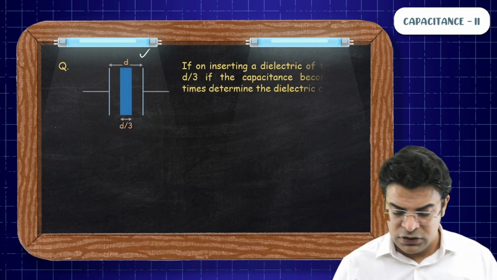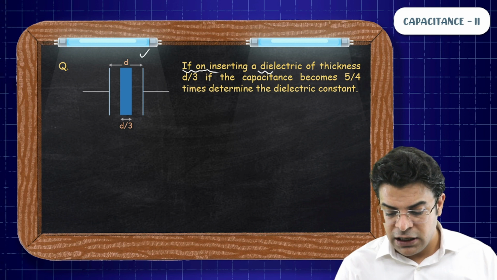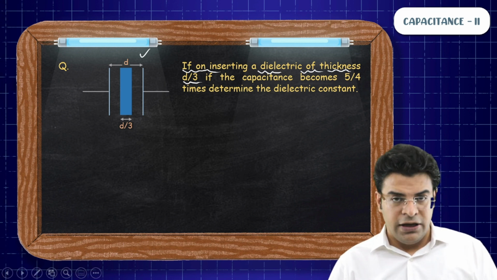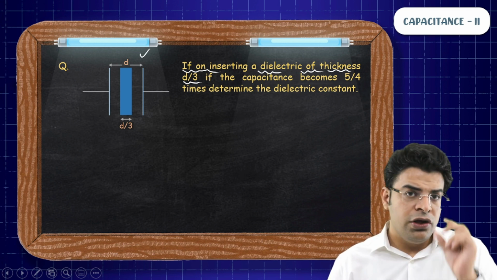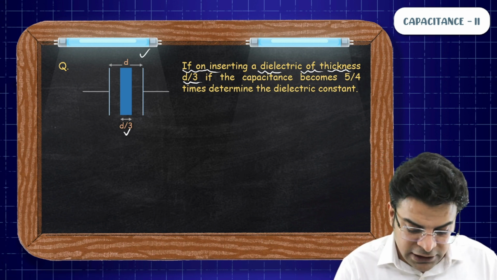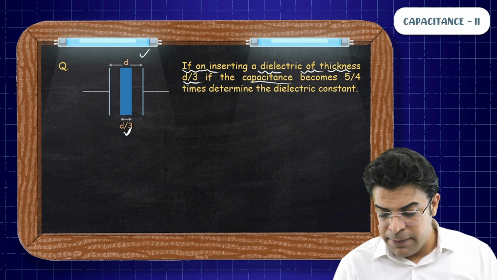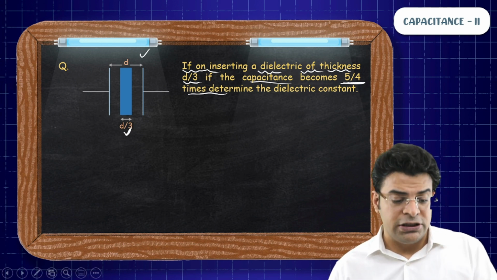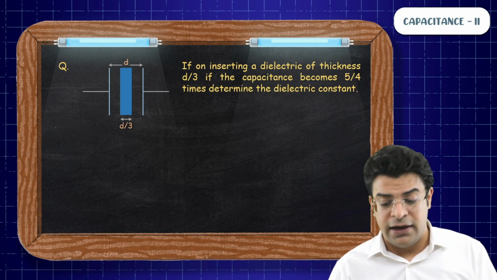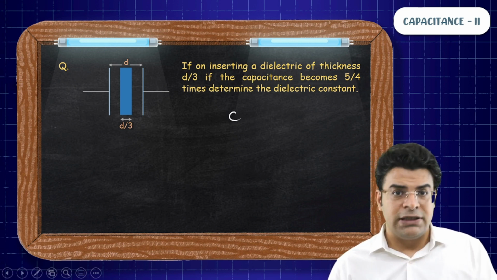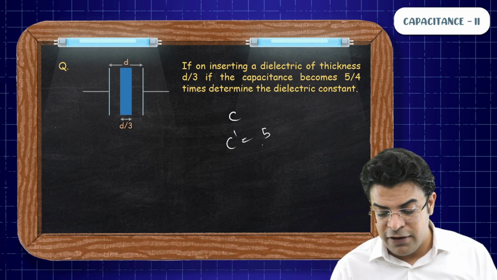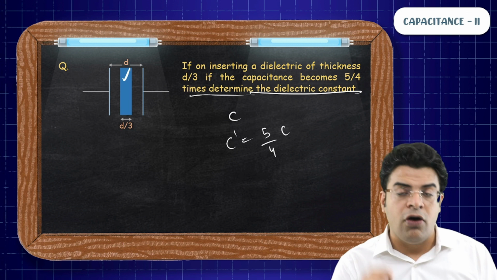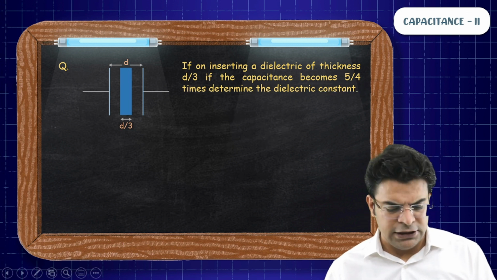The question goes like, if on inserting a dielectric of thickness D by 3, so if the plate separation is D, you have placed a dielectric of thickness D by 3, the capacitance becomes 5 by 4 times. So if the original capacitance before inserting the dielectric was C, the new capacitance, say C dash, is 5 by 4 times of C. Then determine the dielectric constant of this material. That's our mission. Let's do it.